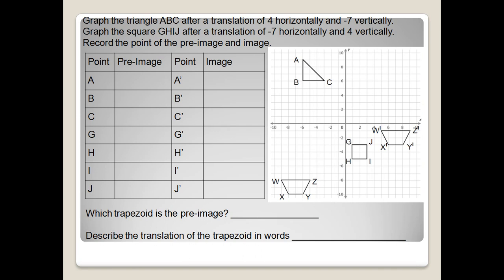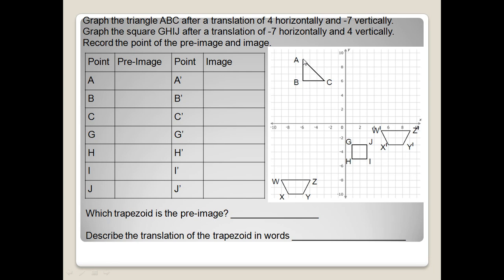Now we're going to look at some triangles and squares. Forgot the words for a second. So it says graph the triangle ABC after a translation of 4 horizontally and -7 vertically. And then graph the square GHIJ after a translation of -7 horizontally and 4 vertically. Record the point of the pre-image and image.